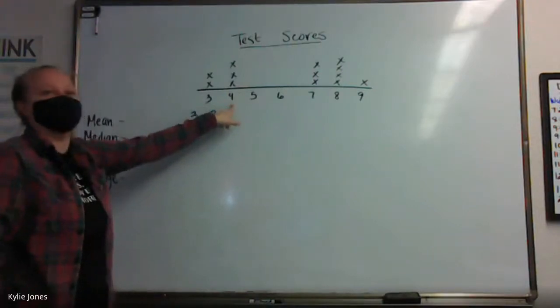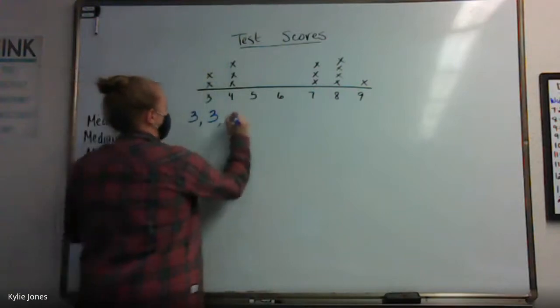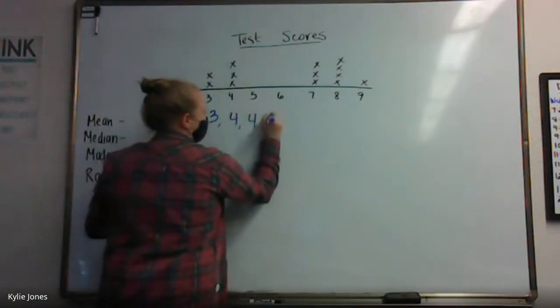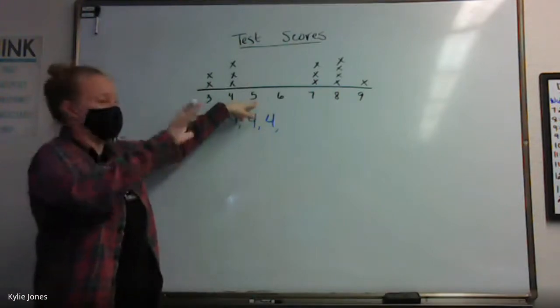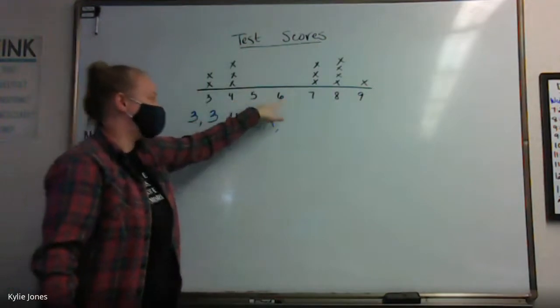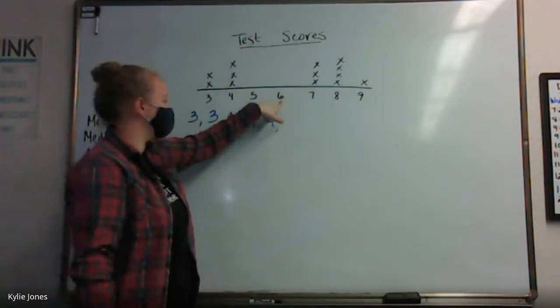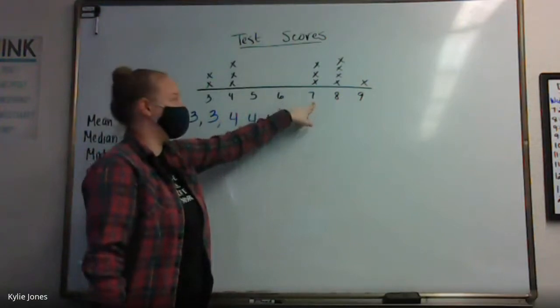How many 4s will I write? 3, because there are 1, 2, 3 X's. So we have 4, 4, 4. What about 5? We don't write any 5s. There's no X's, there's no 5s in our set of data. What about 6? No 6s, we don't write anything. 7? There's 7s. How many?